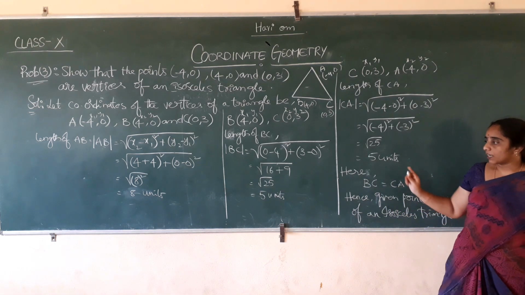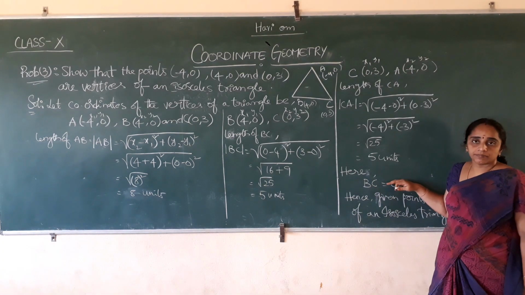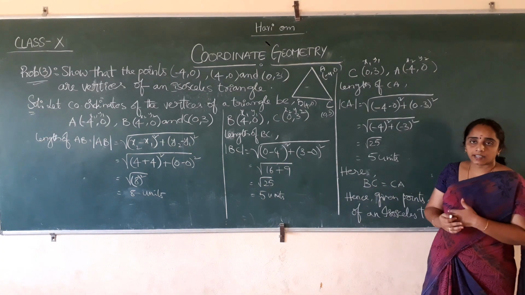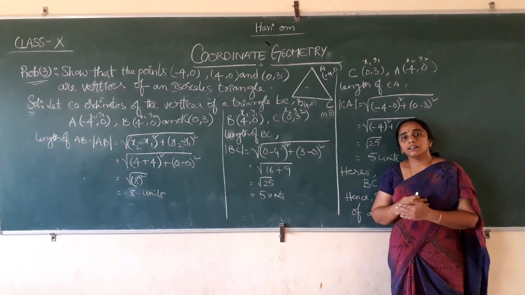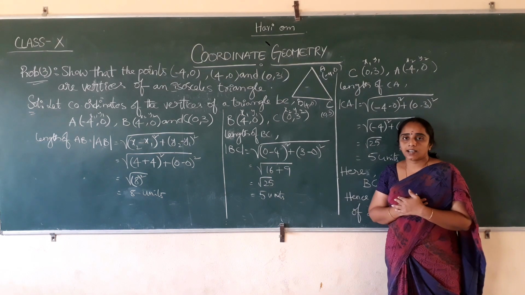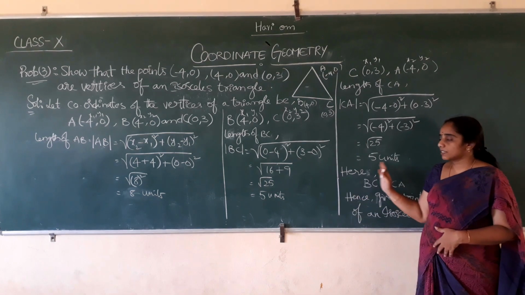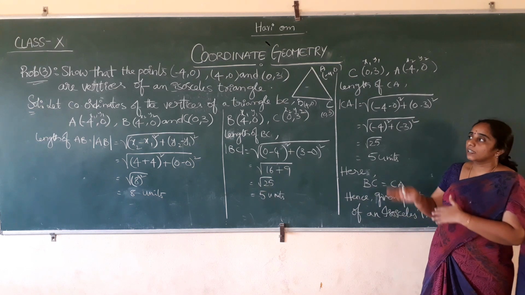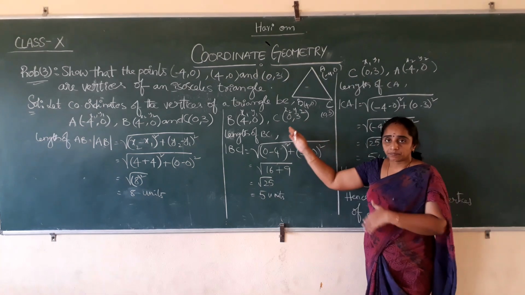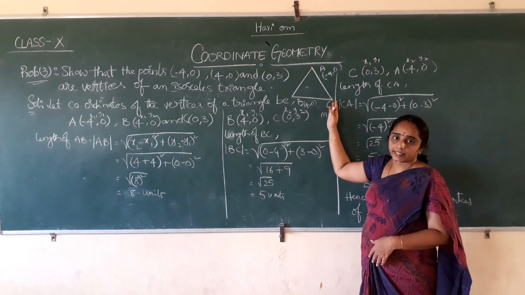Here length of BC and CA are equal. In an isosceles triangle, if any two sides are equal, then we can call that as isosceles triangle. Here in this, BC and CA are equal. So hence we conclude that the given points can form an isosceles triangle.